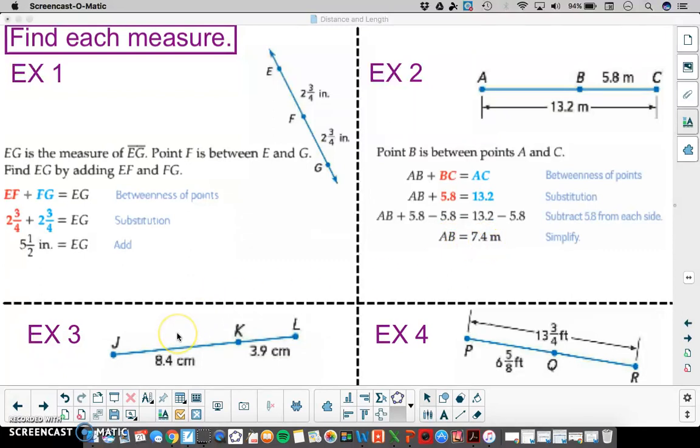I want you to use betweenness of points on examples 3 and 4 to solve for JL in example 3 and for QR in example 4.